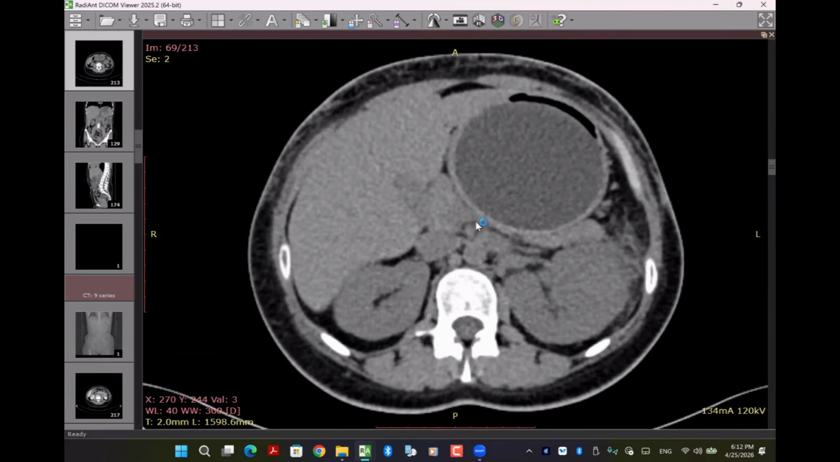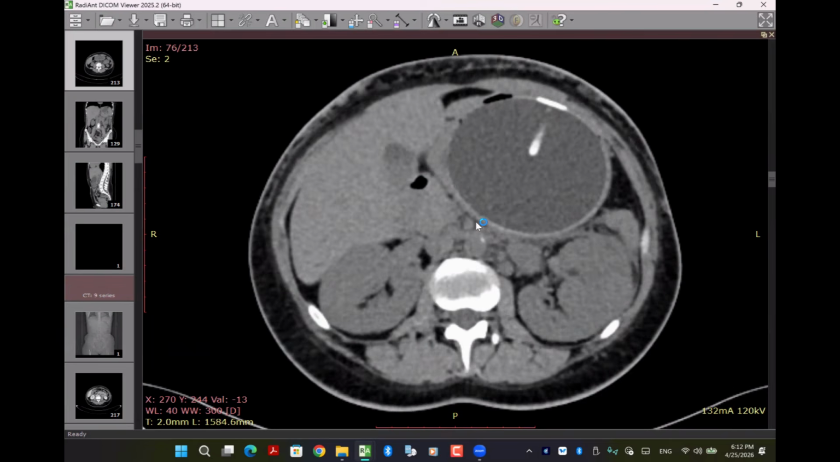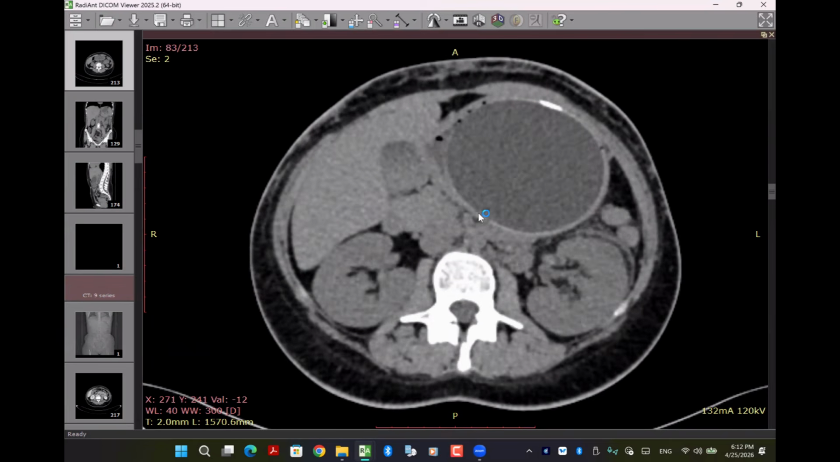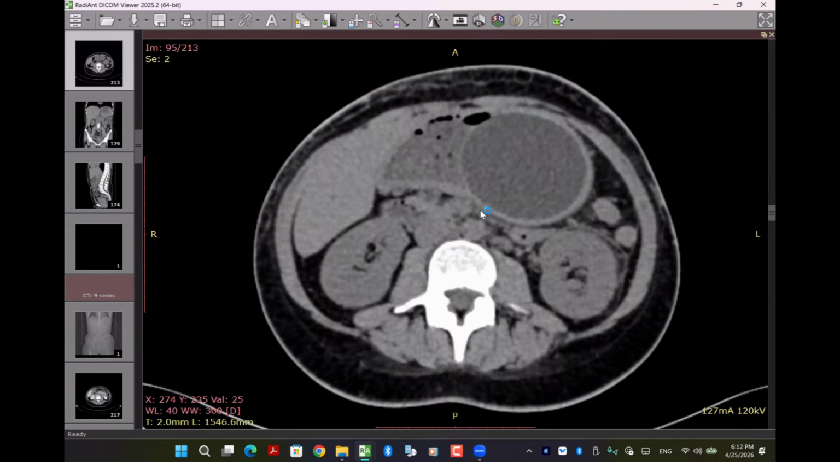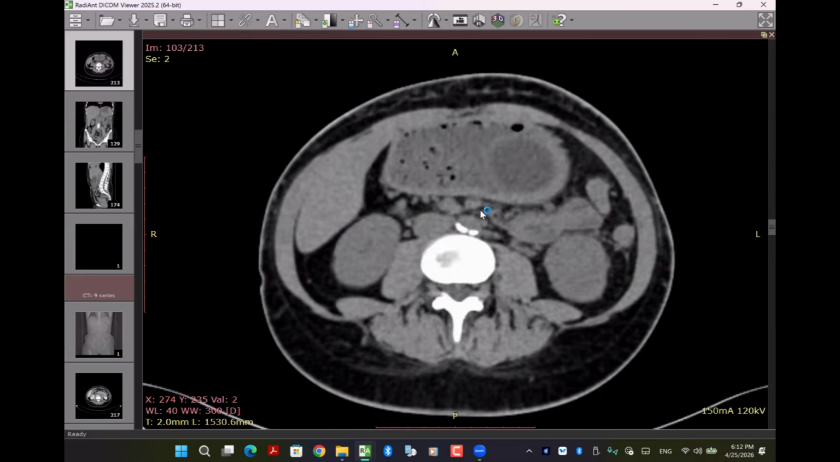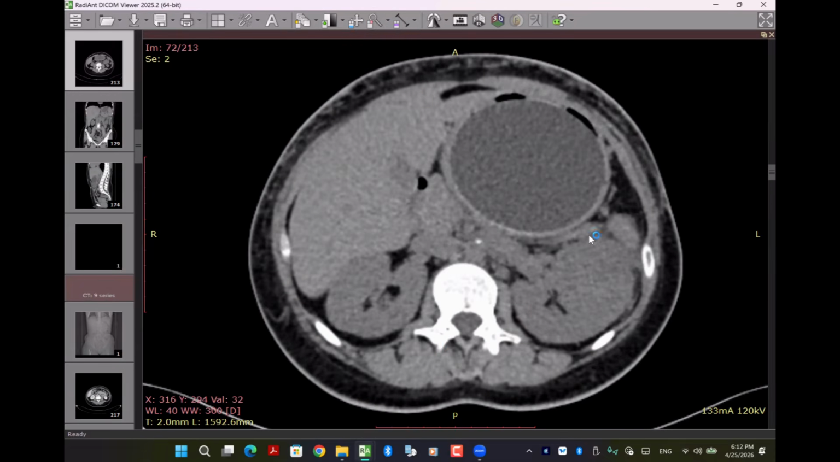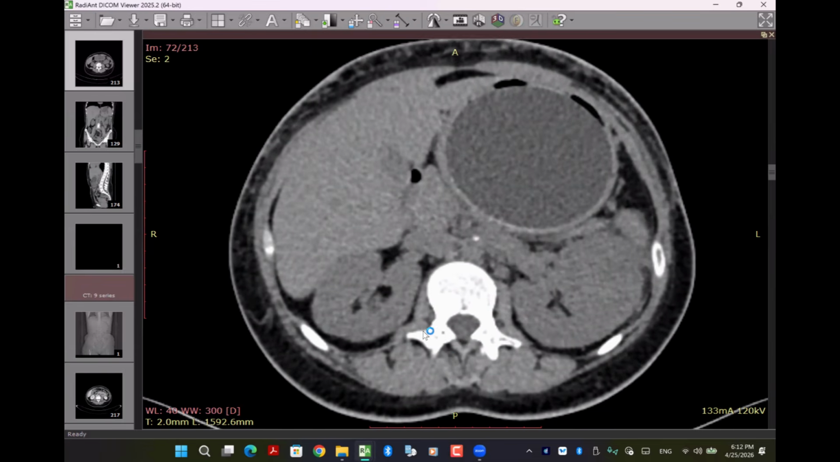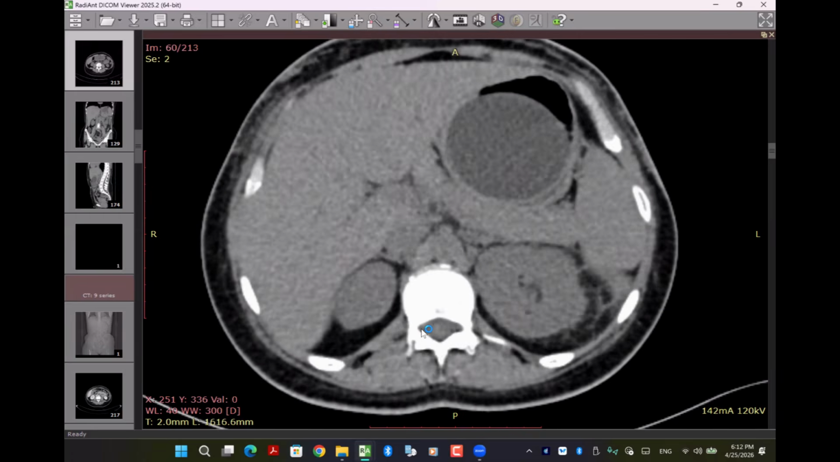Okay, so this is an unenhanced study, CT scan, axial sections of the abdomen. As I'm going down, I can see that there is a mild distension of the stomach. This is a PEG tube, I will tell you later.